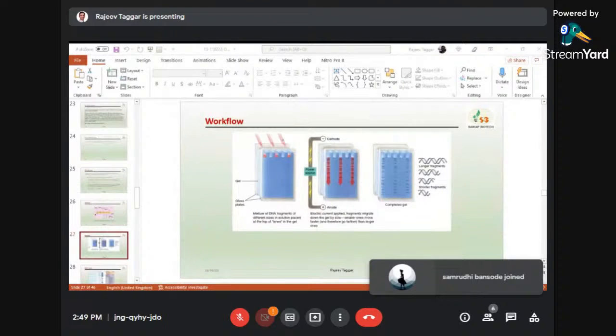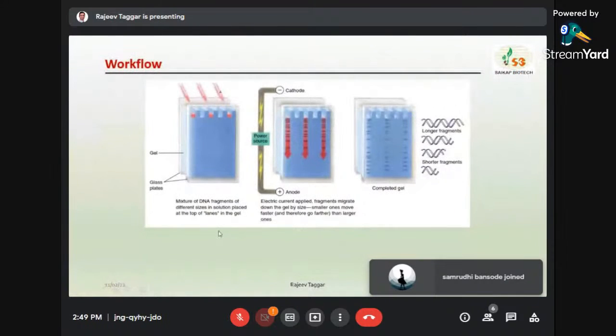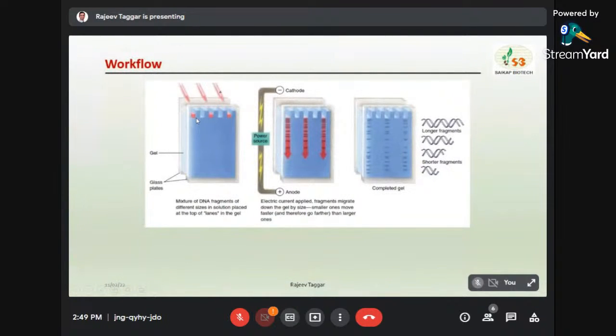We do the PCR using primers against those genes or sequences which have been defined, like MATK or RBCL or ITS. Then these bands are cut out, and this DNA is purified and then sequenced. Bands of different types come up, and this DNA is cut out, purified, and sequenced.